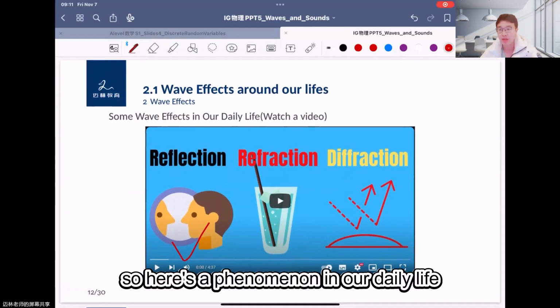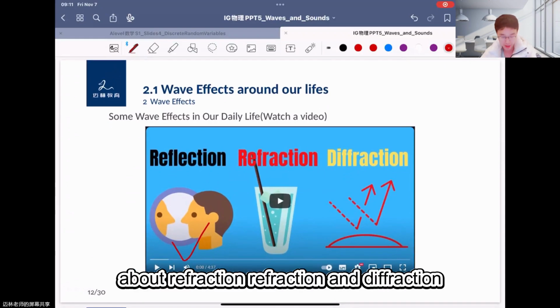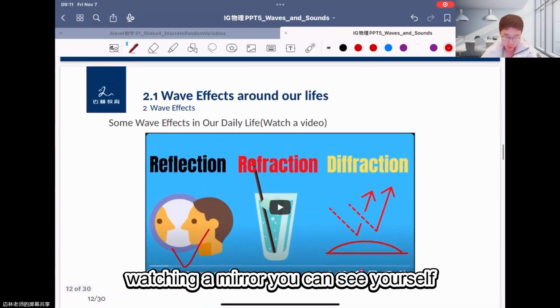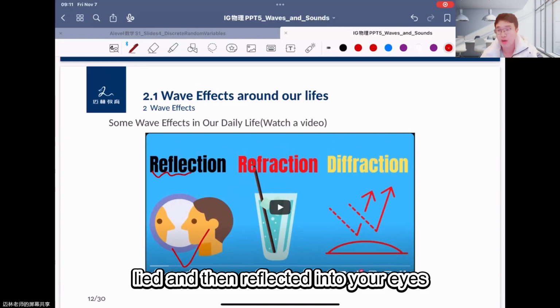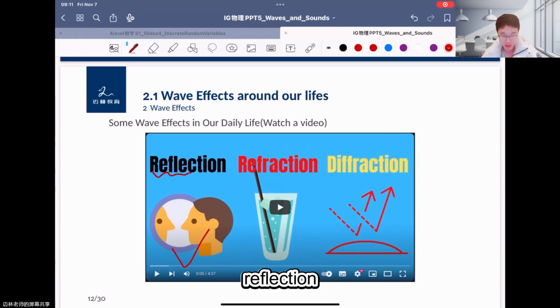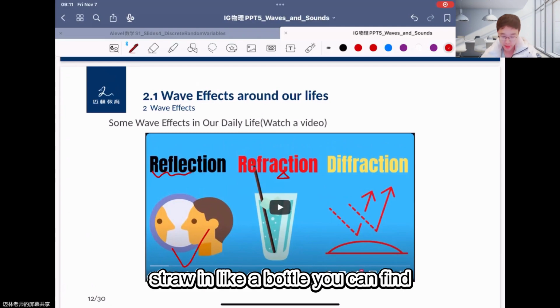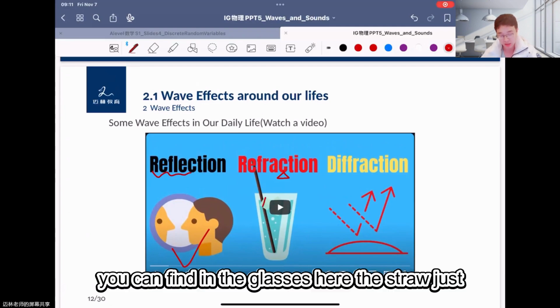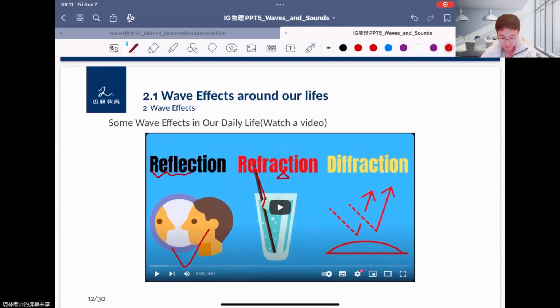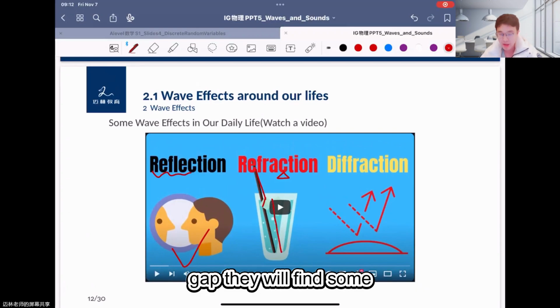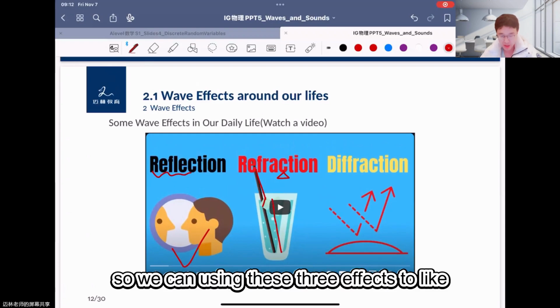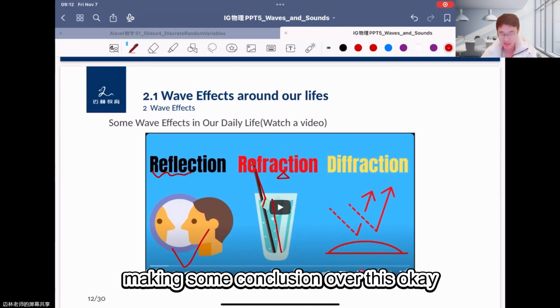Here are phenomena in our daily life about reflection, refraction, and diffraction. If you are looking at a mirror, you can see yourself, right? This means that light from your body is reflected into your eyes, so we can say this is reflection. And what about refraction? If you put a straw in a bottle, you can see in the glass that the straw looks chopped off this way. And for diffraction, if light goes through a very small gap, you will find some patterns on the floor. So we can use these three effects to make some conclusions.